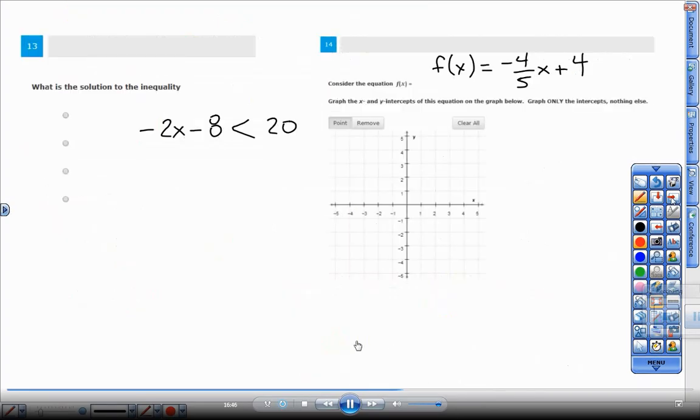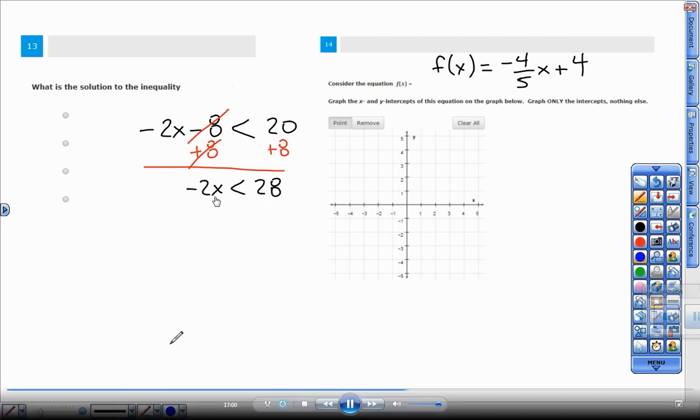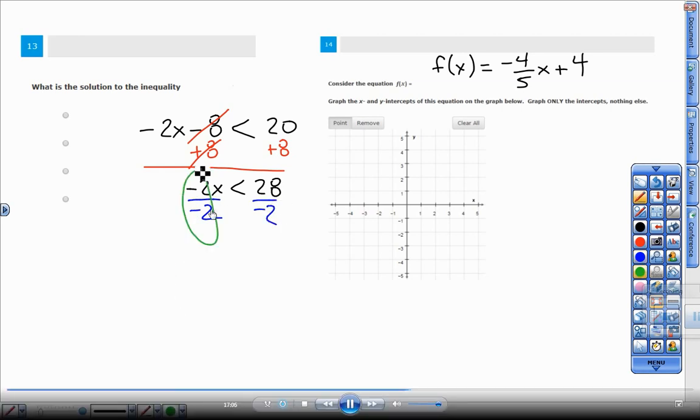Alright, this one's solving this inequality. Piece of cake. Add 8 to both sides. Bring down my -2x. Bring down my inequality. Gives me -2x less than 28. To make this more complicated, the opposite of timesing my -2, dividing by -2, makes my inequality switch direction.